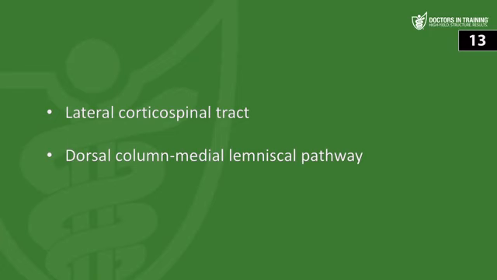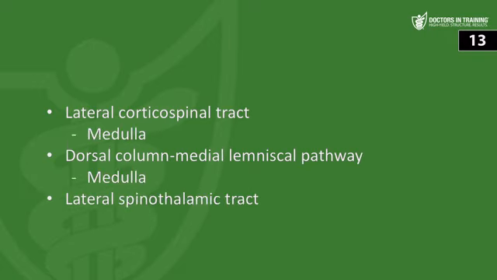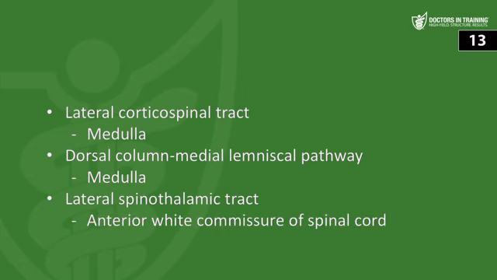Next, where does each of the following spinal tracts decussate? So the first two, the lateral corticospinal tract and the dorsal column medial lemniscal pathway, decussate in the medulla. And the spinothalamic tract decussates in the anterior white commissure of the spinal cord, 1 or 2 spinal levels above where it entered the cord.